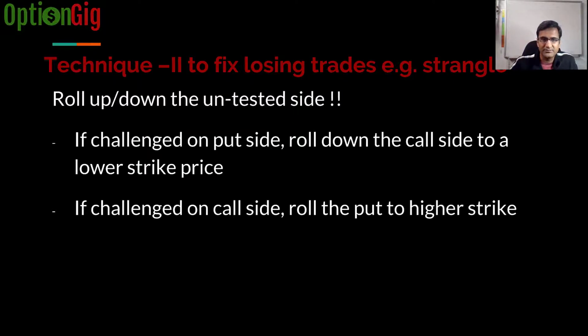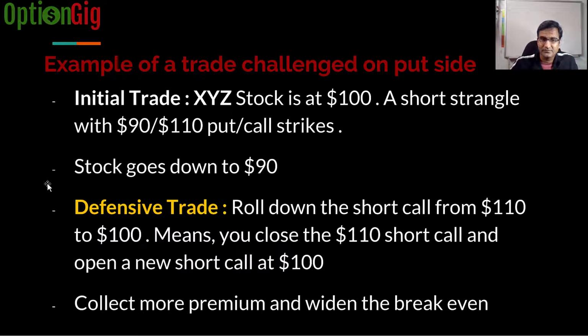So let's bring up the next slide. Let's look at an example of a strangle in my favorite stock ticker, XYZ. Let's say the stock is trading at 100. You put on a short strangle by selling a $90 put below and a $110 call above. Now the stock goes down to 90. What you should do in this case is roll down the call, which was at 110.